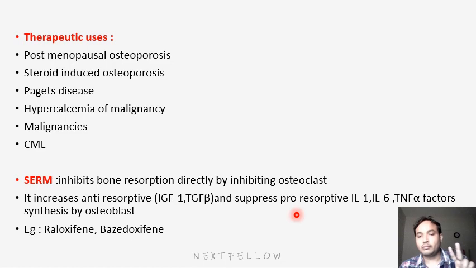There will be two mechanisms: one is increasing anti-resorptive factors, and suppressing pro-resorptive factors. Therefore, obviously there will be no loss of calcium into the circulation. So that's why these are bone resorption inhibitors. Selective estrogen receptor modulators act on bone and inhibit bone resorption. Examples will be raloxifene, bazedoxifene. These are very important drugs. They are mainly used for osteoporosis only.